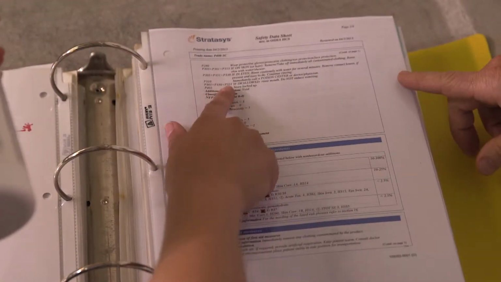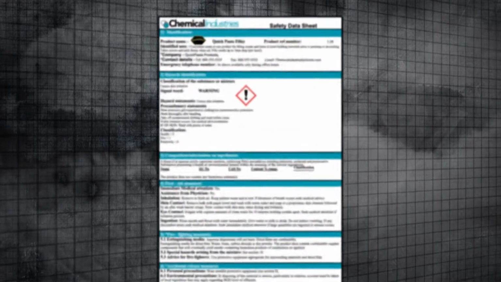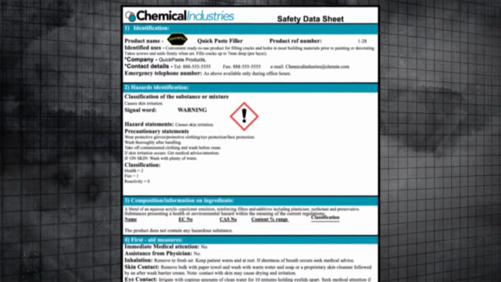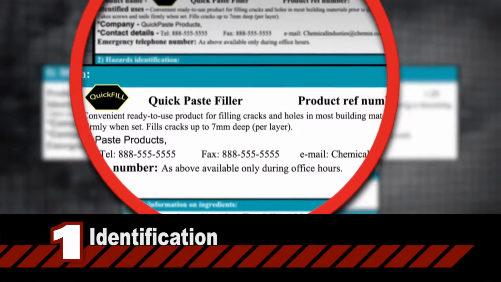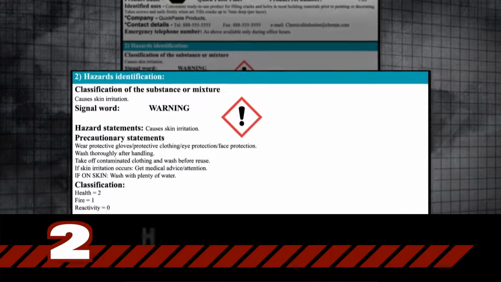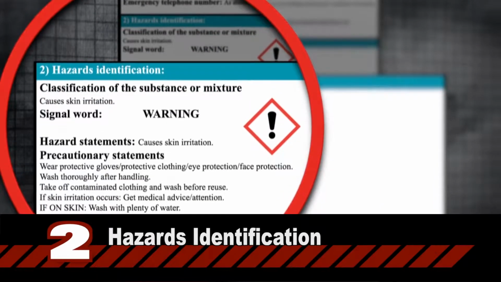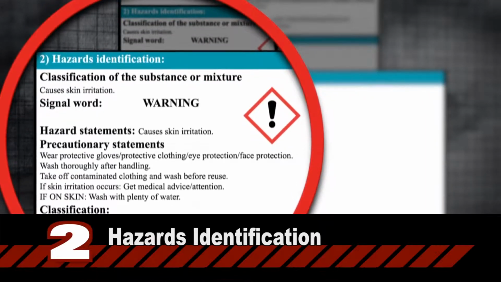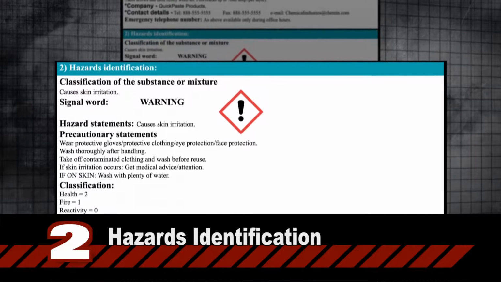There are 16 sections on an SDS. We'll run through these sections quickly, but you should spend some time with the SDSs at your particular workplace. It's important that you understand the valuable information they contain. Section 1, Identification, has the product identifier and manufacturer or distributor information. Section 2, Hazards Identification, includes signal words, hazard statements, pictograms, and precautionary statements, similar to what we saw on the labels. These elements help keep you safe.